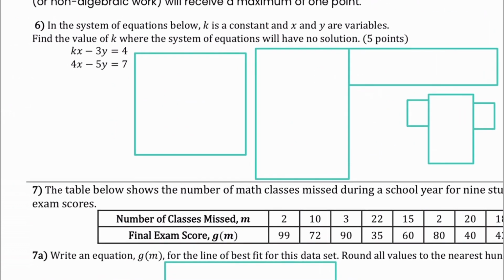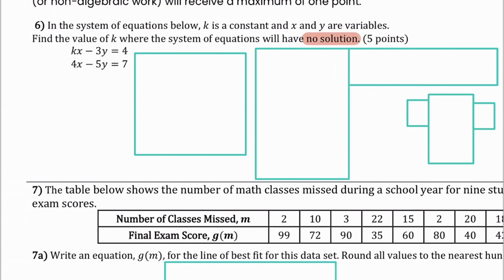All right, looking at number 6. This right here is actually also another SAT question. So here we have, in a system of equations below, k is a constant and x and y are variables. Find the value of k where the system of equations will have no solution. So this looks kind of complex because unlike a traditional system of equations, we can't just directly solve. They're asking us to find the value of k that will make the system have no solution.